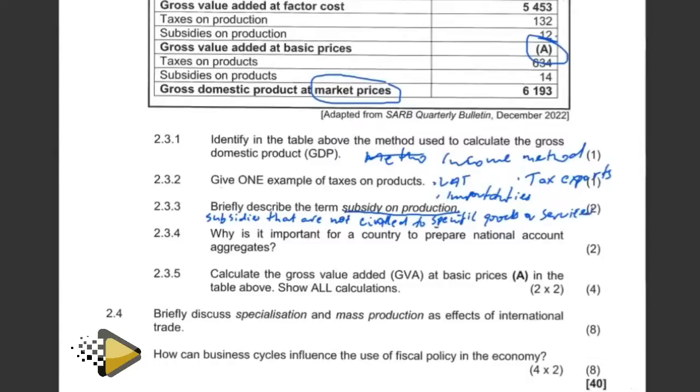So we have an example. As I said earlier, we can have the subsidy paid on employment. Okay, right, grade 12. So now let's move on to the next question.